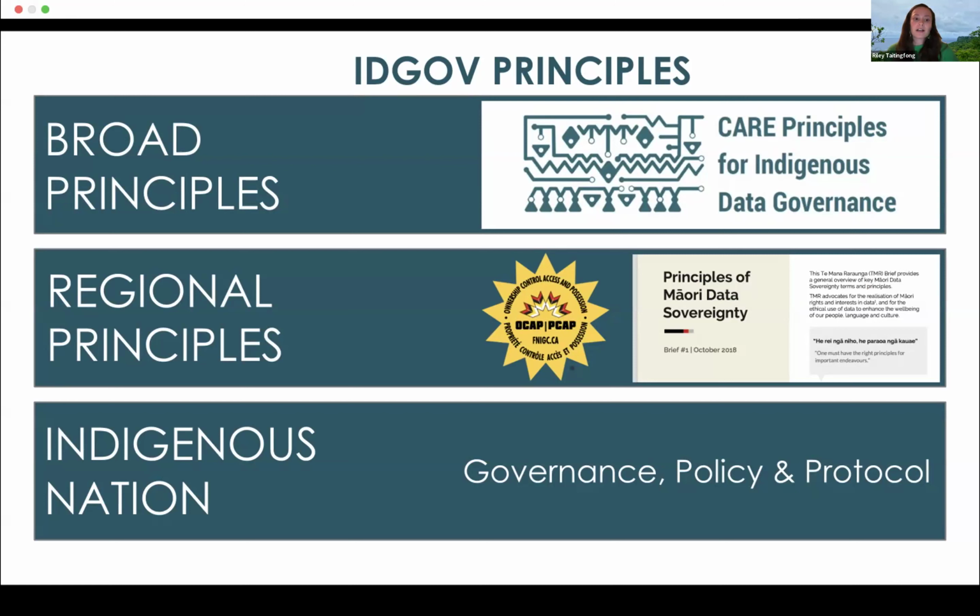And then at the level of geographic regions, you have different frameworks such as the principles for Maori data sovereignty out of Aotearoa, New Zealand, and also OCAP or ownership, control, access, and possession, which is out of a First Nations Canada context. And then finally, at the most localized scale, of course, specific Indigenous nations, tribes, communities have their own various frameworks, policies, protocols for the governance of their data.